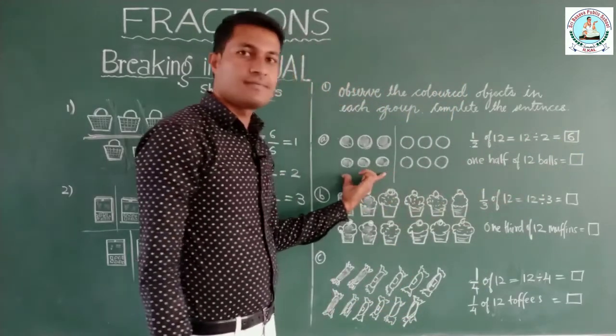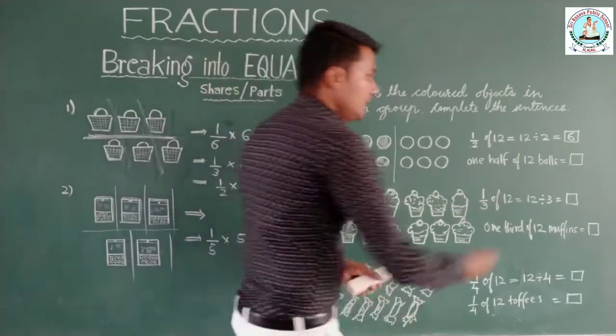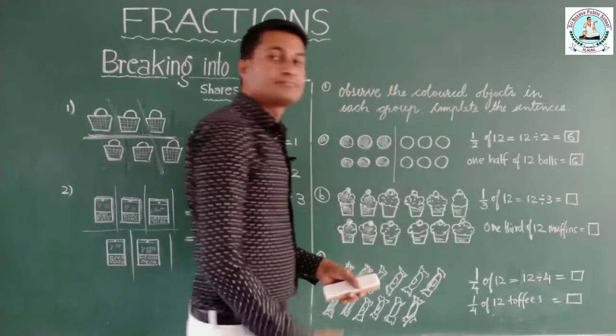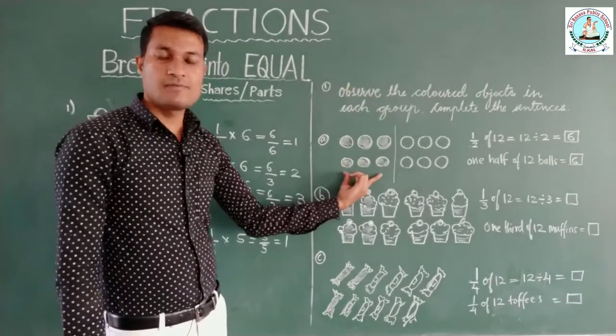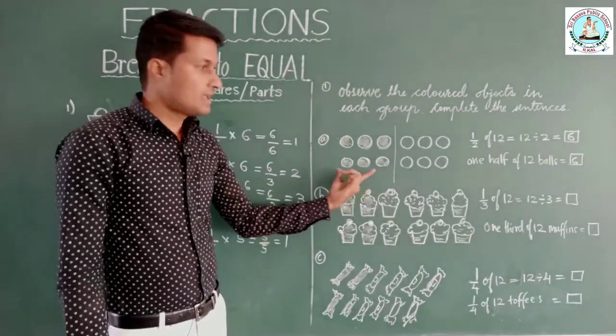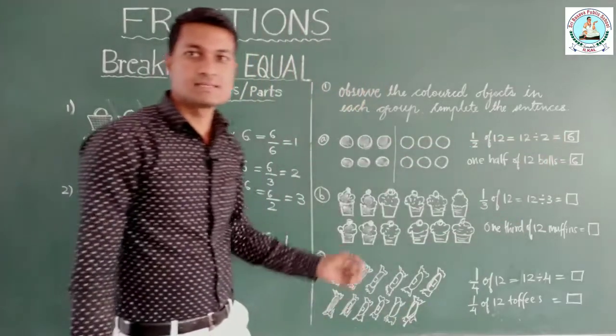And 1/2 of 12 is how much? So this is the half. What is the 1/2 of 12? It is 6. Just observe the colored part in your textbook and count the number of balls they have already colored, and just write in those boxes as the answer.